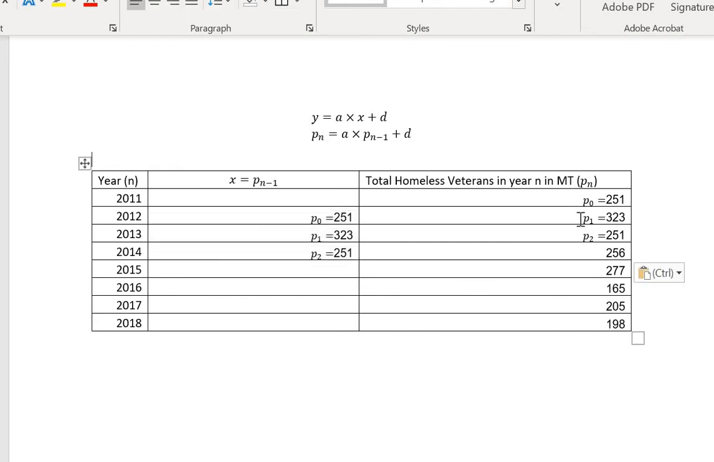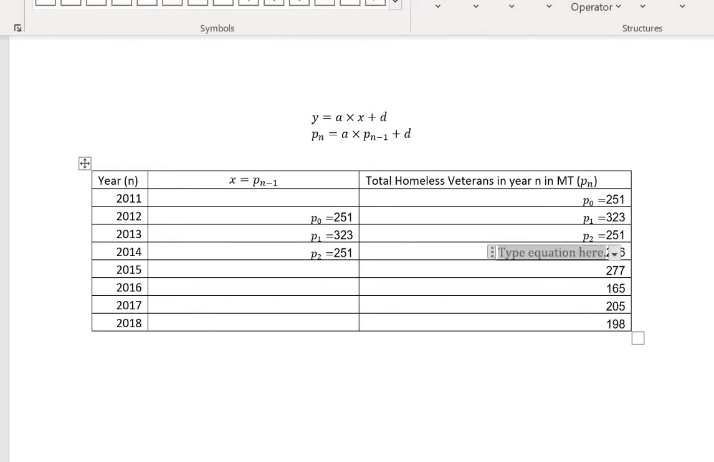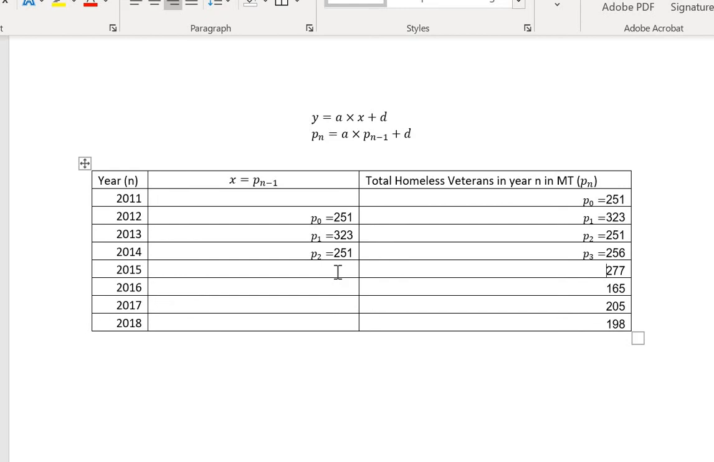Okay, there it is. So whenever I have P sub 1, P sub 0 has got to be next to it. Whenever I've got P sub 2, P sub 1 has got to be next to it. And this is really P sub 3. So if I insert equation P sub 3, this is P sub 2 next to it. Now I could just keep going, right? This is 256.